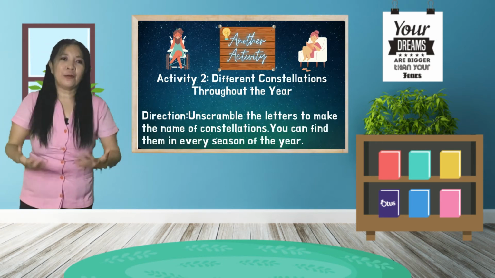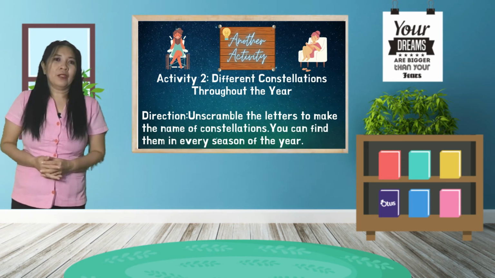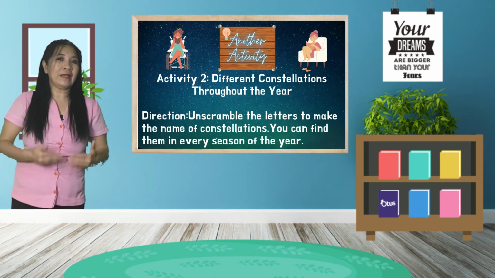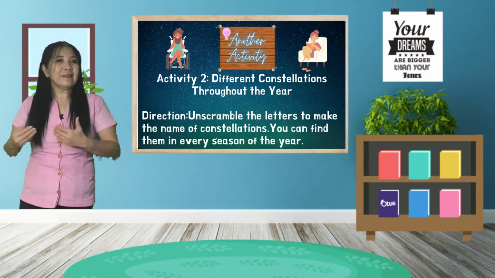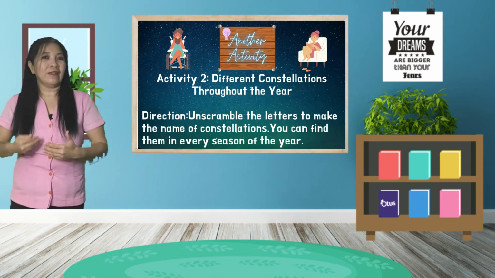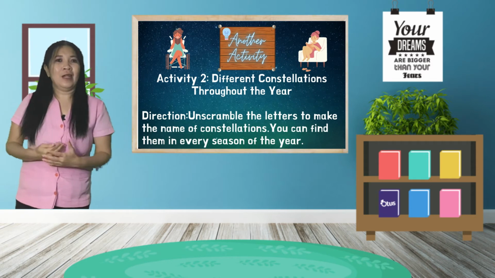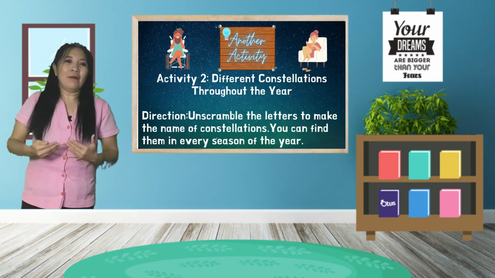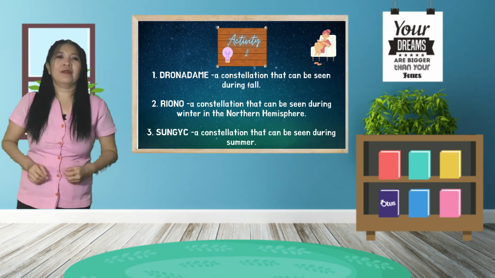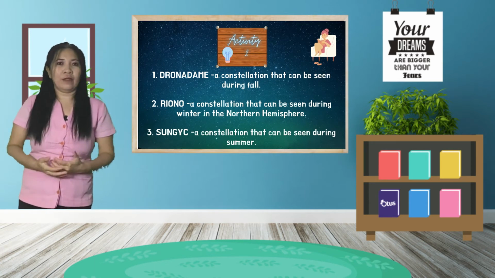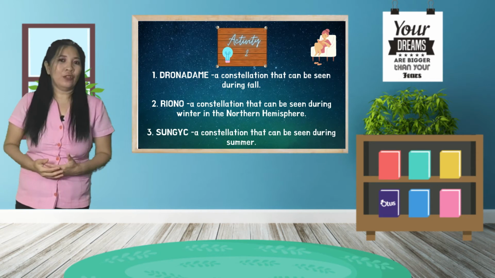So here is now the direction of your activity. You unscramble the letters to make the name of the constellation. You can find them in every season of the year. That is your hint. So here is now your question number 1. Are you ready? Let's begin. What constellation can be seen during the fall?